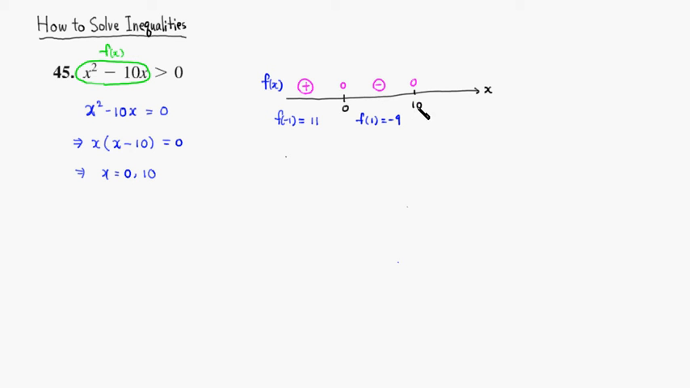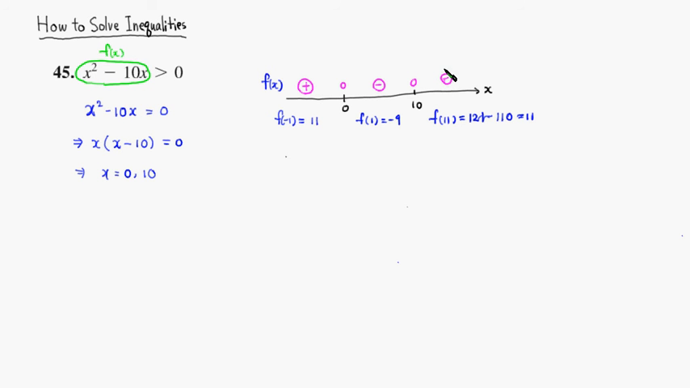And we can try anything bigger than 10, so let's try 11. If you try 11, f of 11 would be 11 squared, which is 121. You don't really need to compute this, we just need to know the sign. Then 11 times 10 is 110, so 121 minus 110 is 11. So we know that that's going to be positive.